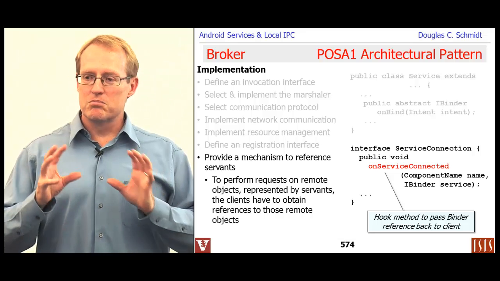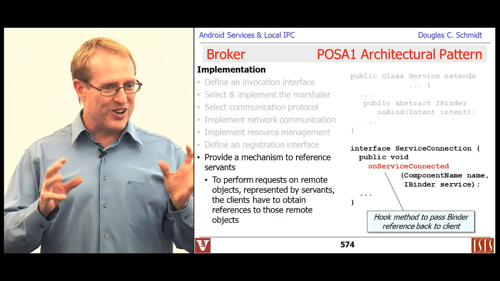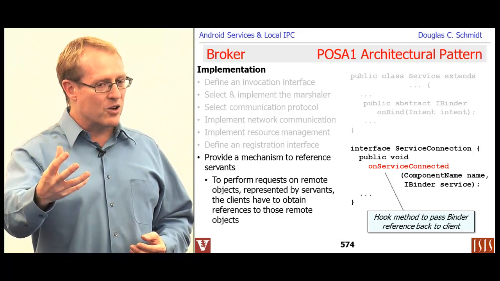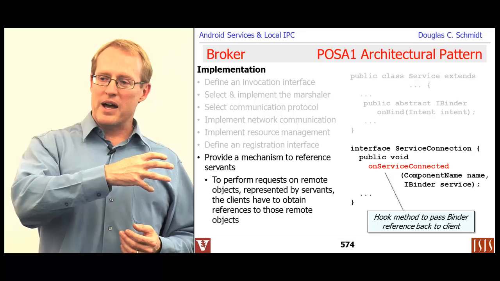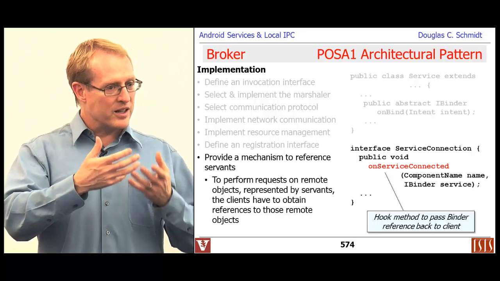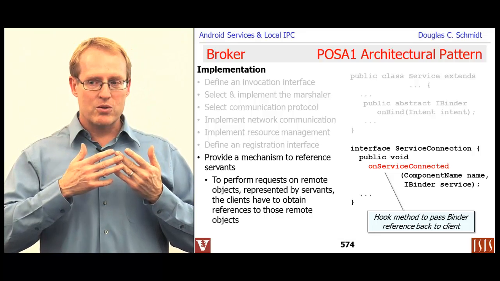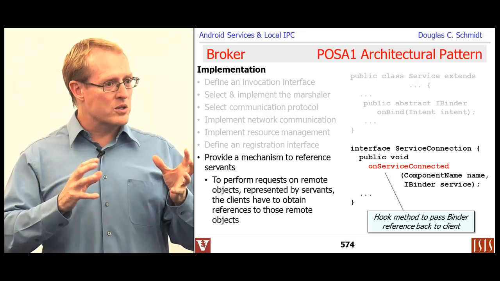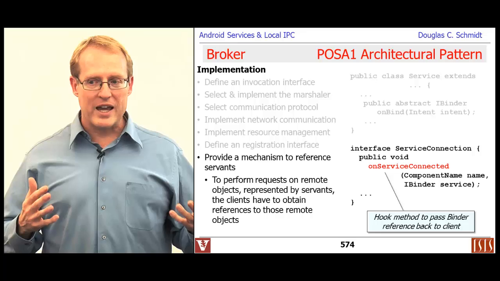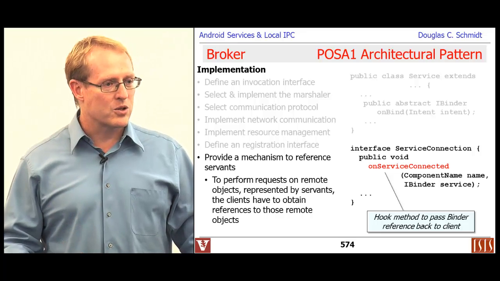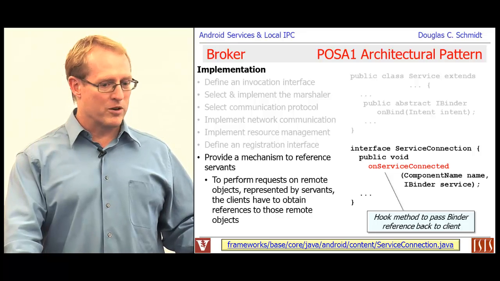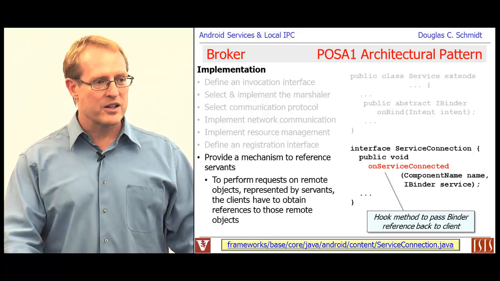So there's kind of this multi-step protocol, as you may recall, where you do a bindService that causes onBind to get called on the server. That passes you back a binder object. That binder object comes back to you through onServiceConnected, the hook method. You get that thing, and then you can use it to invoke operations. So that's how Android gets the information back to the client. And you can take a look here for more information about the service connection interface.